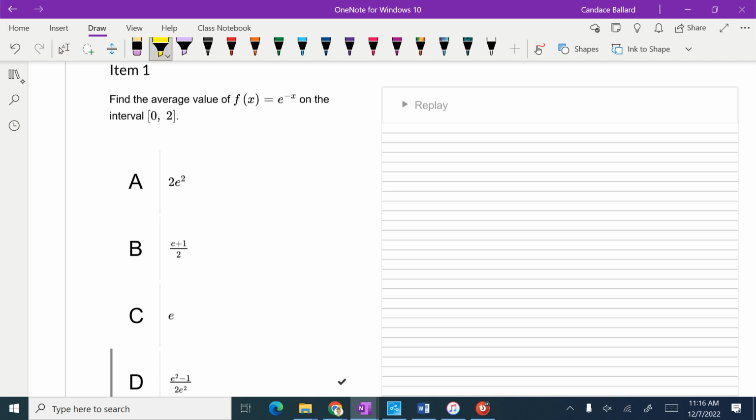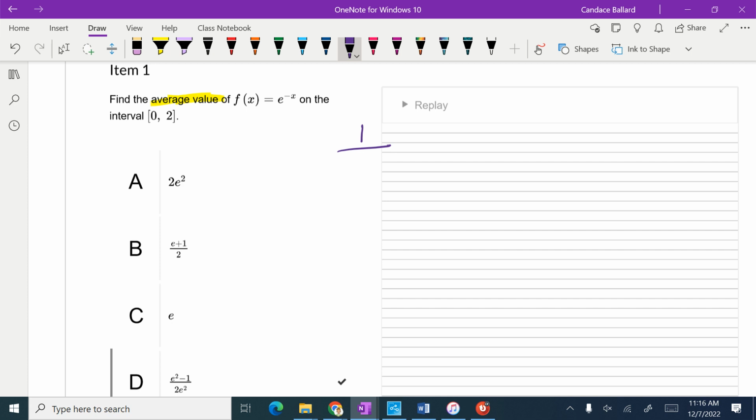Okay, so that's a big key. Those are some big key words there, right? Of this function, f of x equals e to the negative x on the interval from 0 to 2. When I see average value, what does that mean I have to do? It's not average rate of change, right? Average rate of change is slope. What's average value?